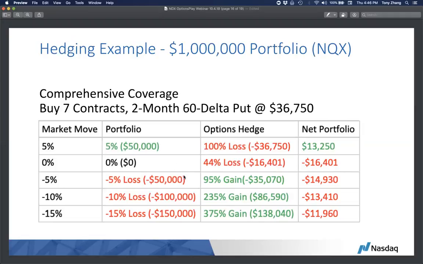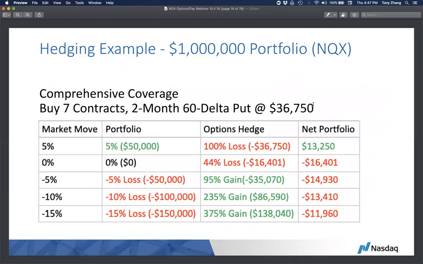So as the market moves down $50,000, $100,000 to $150,000, the most I lose is about $15,000, because I've bought this comprehensive insurance that protects me very close to dollar for dollar for my losses, which gives me a much better protection to the downside. So this is for those of you that are looking for more comprehensive coverage.